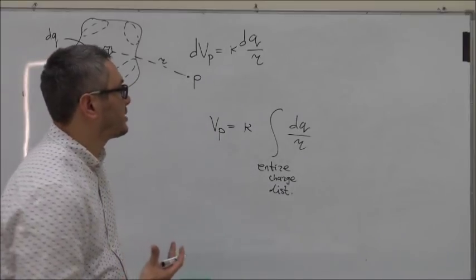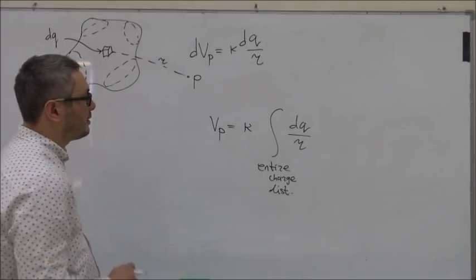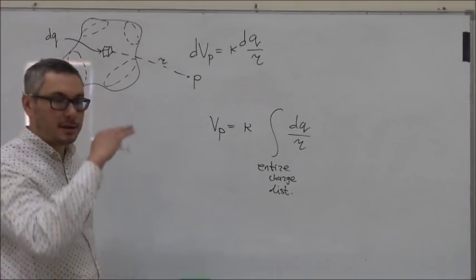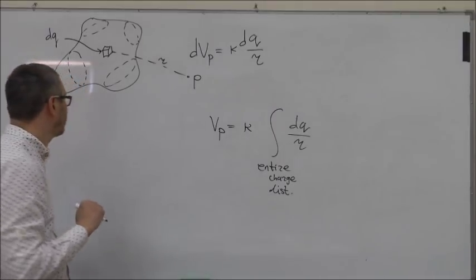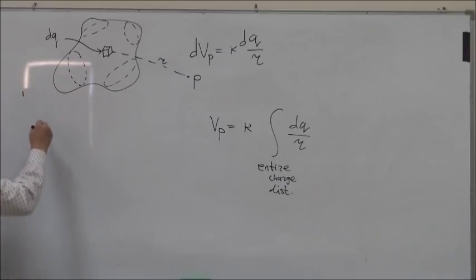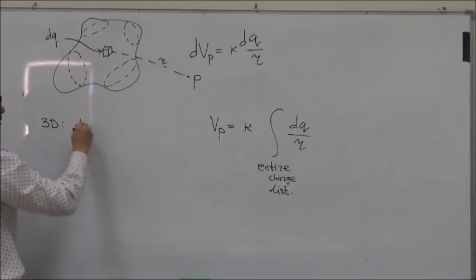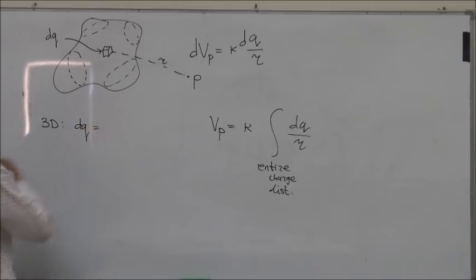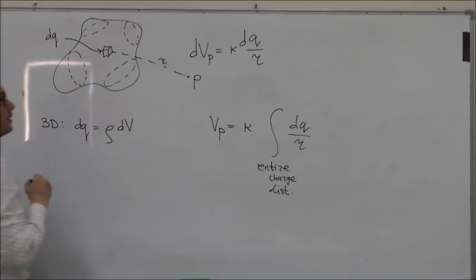Now, in actual problems, we will be dealing with some symmetric charge distribution, and we will also be considering different kinds of problems: 3-dimensional, 2-dimensional, and 1-dimensional. So let's look at each one of them individually. Let's say we have a 3-dimensional problem. For a 3-dimensional problem, this charge dq can be represented as charge density multiplied by the volume element, dV.